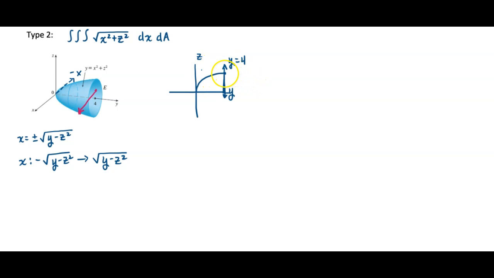So this would be y equals z squared. And I'm sorry, it would go below the y-axis as well. So both of these are y equals z squared. So this would be that region.